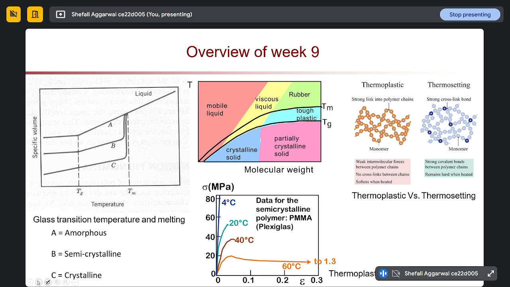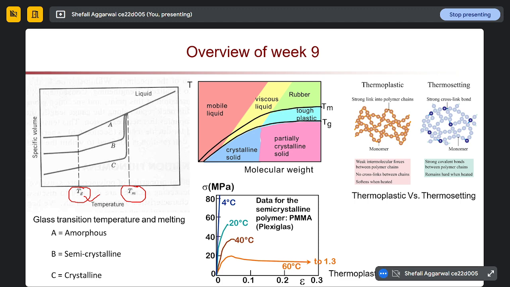Other type of properties in our polymers depend mainly on the thermal properties. With the change in temperature, we have two types of temperature. We have glass transition temperature and then we have melting temperature. So what does glass transition temperature mean? Glass transition temperature is the temperature at which your material will change from a solid to a viscoelastic material. A completely elastic solid will change to a viscoelastic solid.